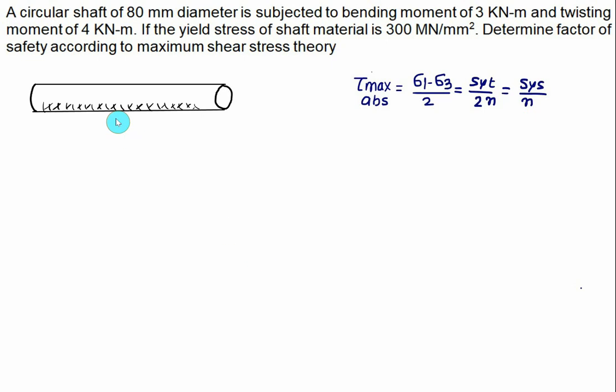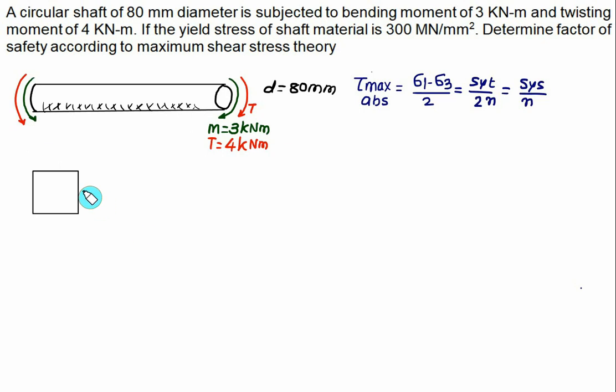So we have a circular shaft whose diameter D is equal to 80 mm, subjected to a bending moment M equal to 3 kN·m. This one is a reaction bending moment. In addition to that, it is subjected to a twisting moment T, given as 4 kN·m. This one is a reaction torque.